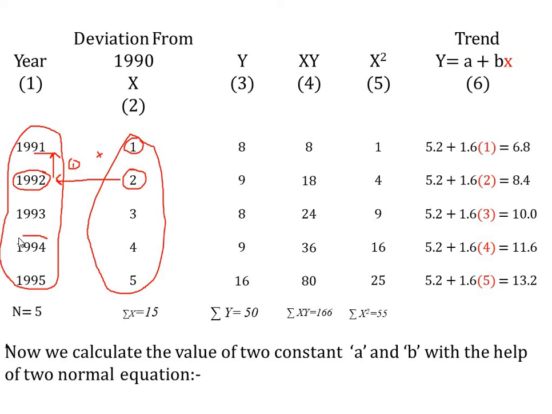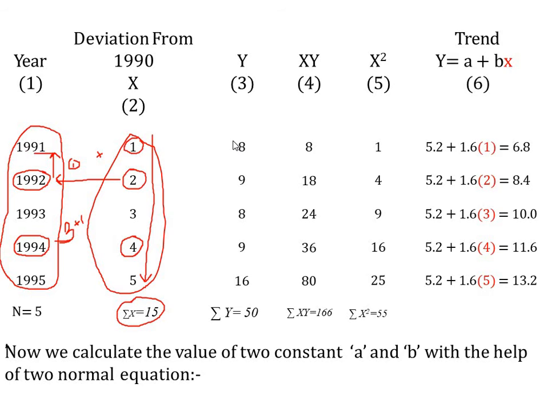Similarly, in the same manner, suppose that I have to calculate the relative value as x value for 1994. What is the difference between 1994 and 1991? That is 3. And what is the initial value for 1991? 1. So 3 plus 1, the relative value for 1994 I will get as 4. So these values I will use as my x values. So sigma x I am getting as 15.